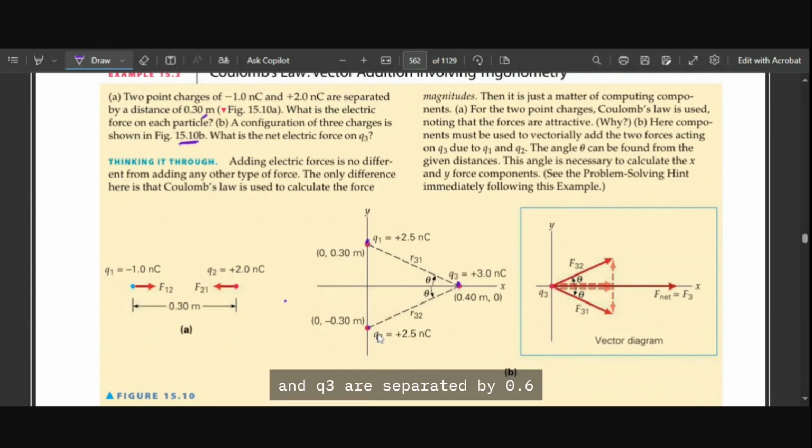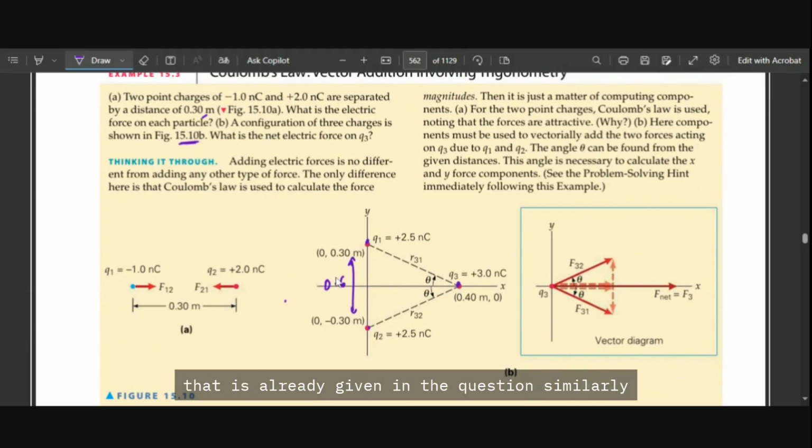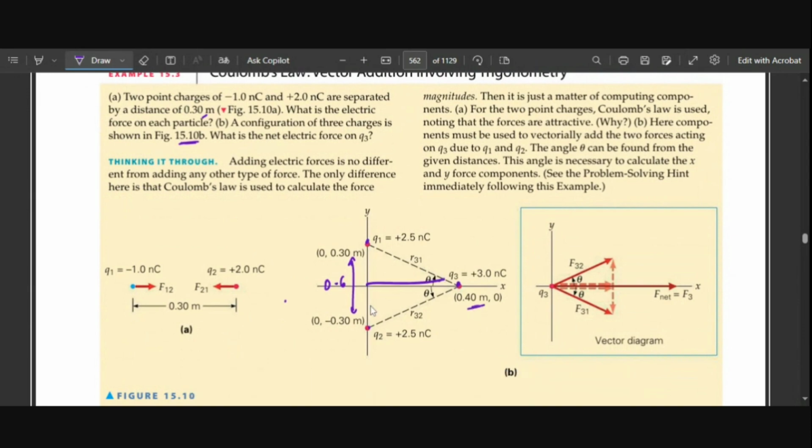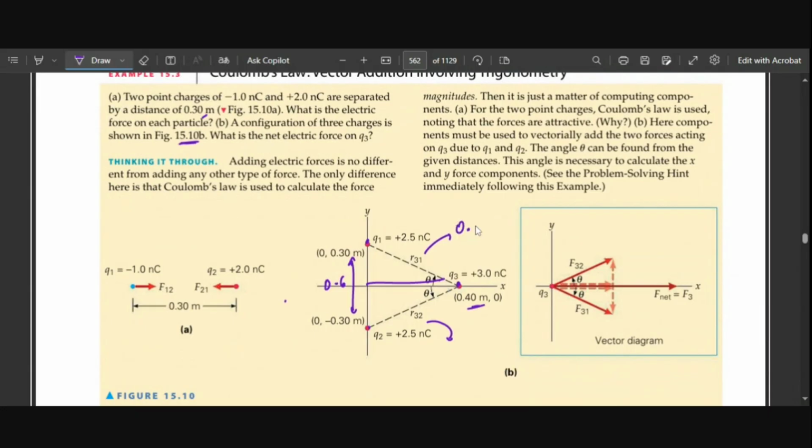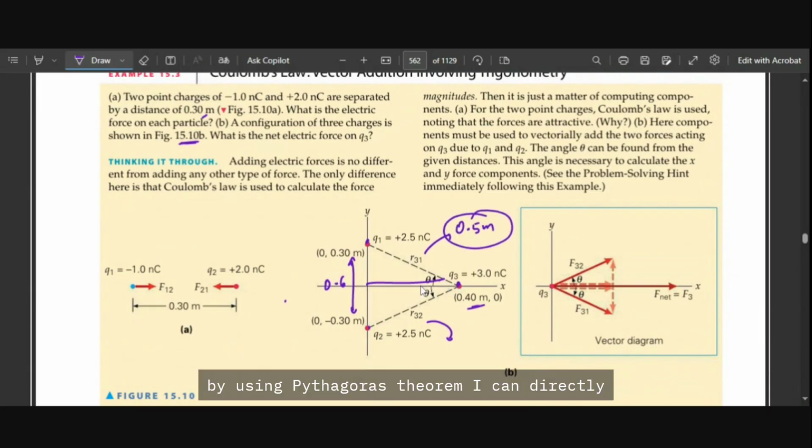Q1 and Q3 are separated by 0.6 meters, because the distance between them will be twice of 0.3. You have to understand it from the coordinates already given in the question. Similarly, it has coordinate 0.4, so this distance is going to be 0.4. But we have to find this r31 and r32. In order to find this, it comes out to be 0.5 meters, by using the Pythagoras theorem.